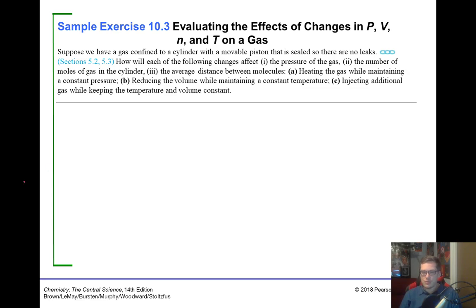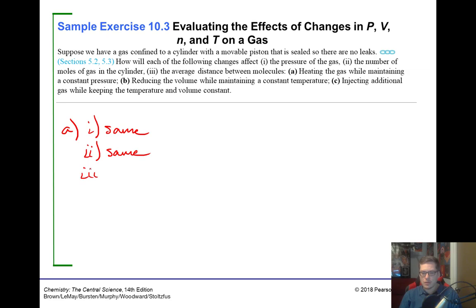All right. So for part A, we are heating the gas while maintaining a constant pressure. Well, if we maintain the constant pressure, that means the pressure of the gas should be the same. So we'll just write same for A1. And then part 2 says the number of moles of the gas in the cylinder. Well, we've kept it sealed, there's no leaks, and we heat it up, but that doesn't change how many moles, so the number of moles of gas should also be the same.